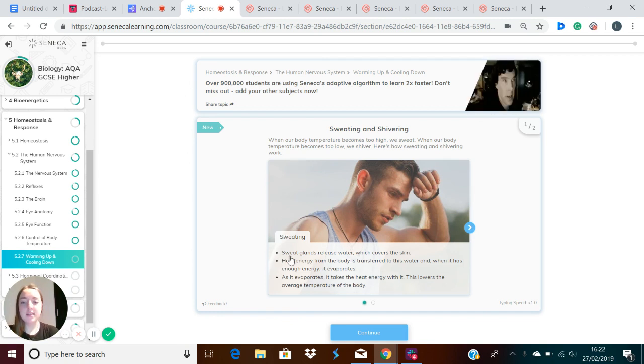When we sweat, we release water, which covers the skin. Heat energy from the body is transferred to this water, and when it has enough of that energy, it can evaporate, so turn into water vapor and leave the skin. As it evaporates, it takes the heat energy with it, which lowers the average temperature of the body.